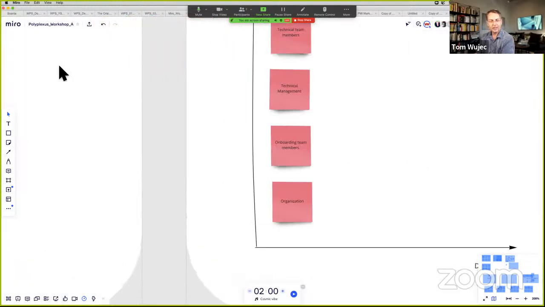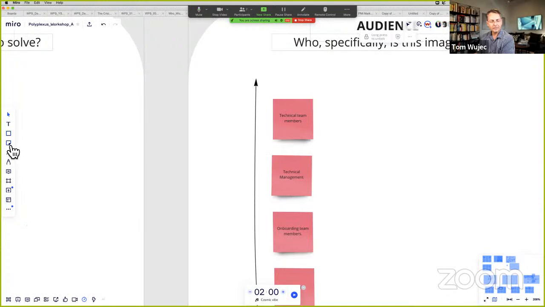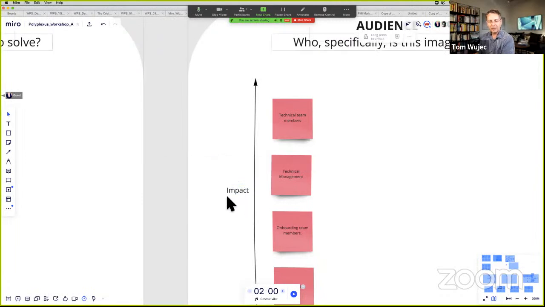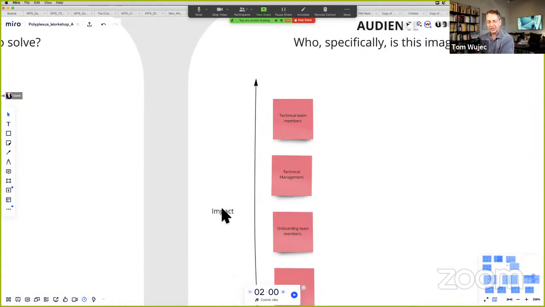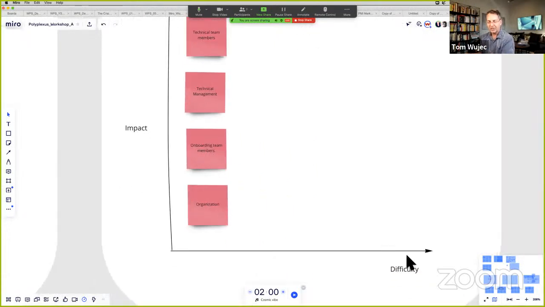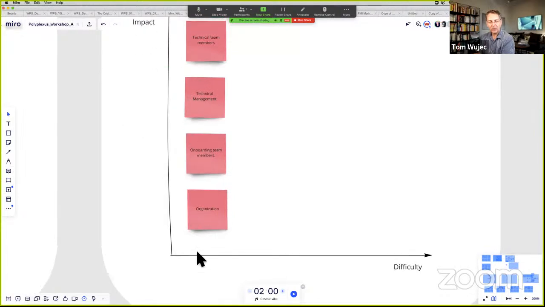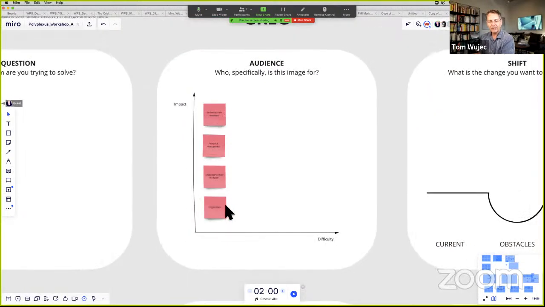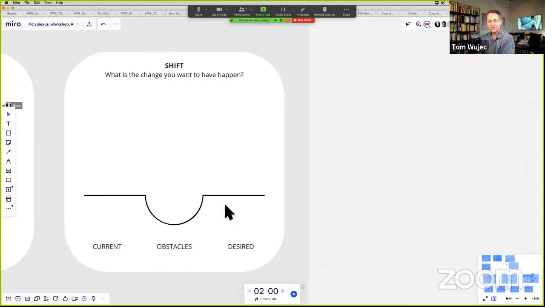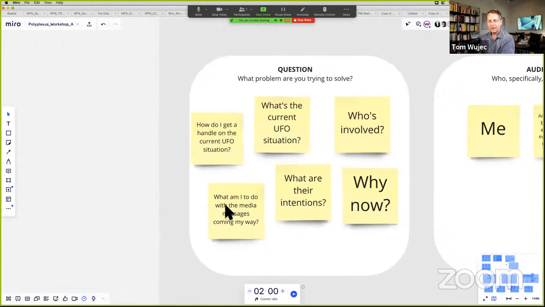And now the impact. So if it's a low impact within a group, so these might all be in the same cluster, they might be in a different cluster. Some of them might be low difficulty and high difficulty. So low impact, low difficulty, lower left, high impact, high difficulty, upper right. I'm going to let you work on that one.